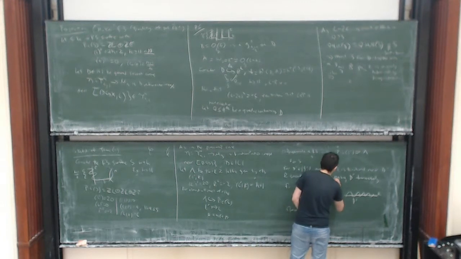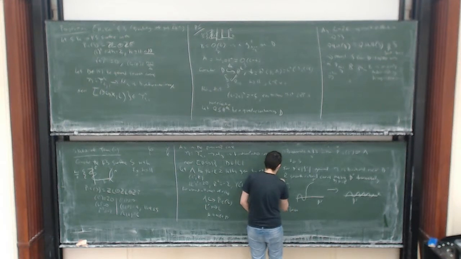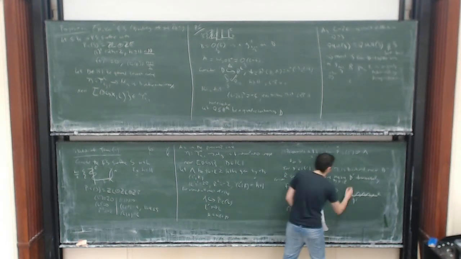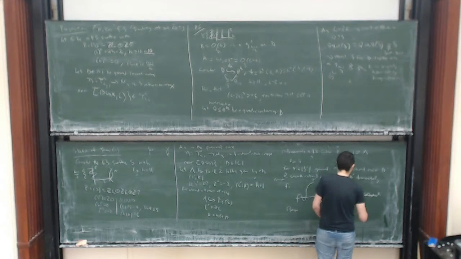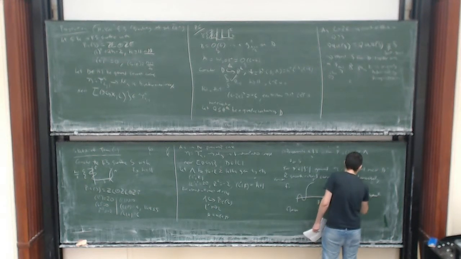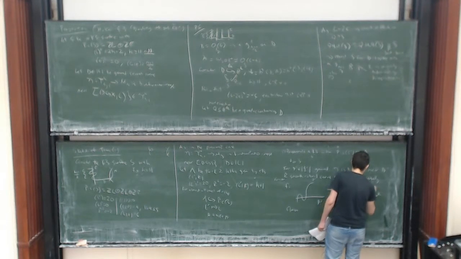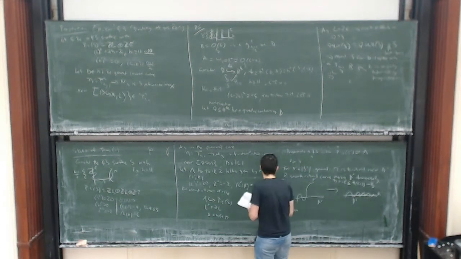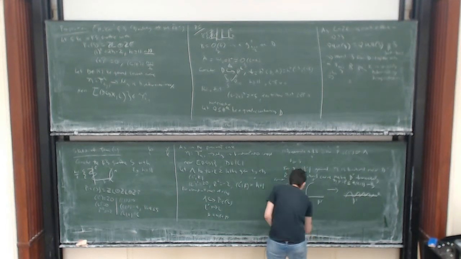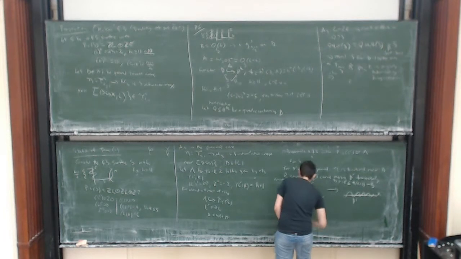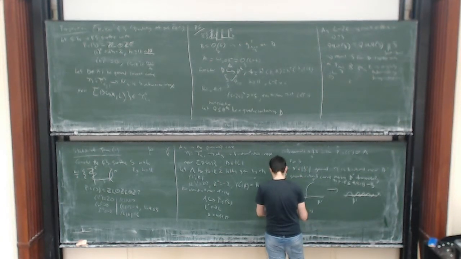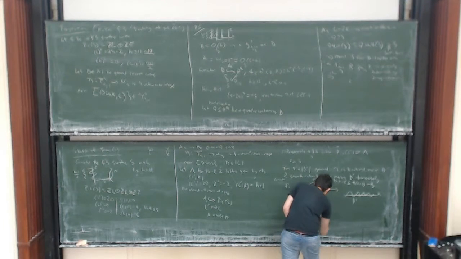By picking, so consider F by picking less than or equal to the number of points of intersection minus 3. And the claim is that eta is generically finite near F.